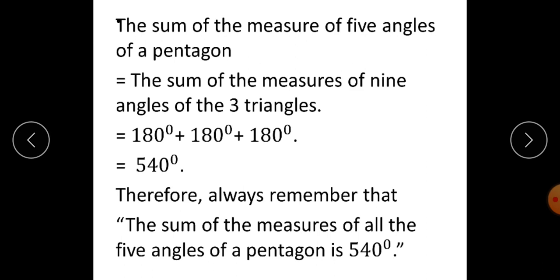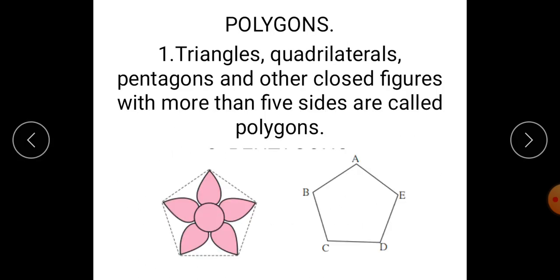Now something interesting: the sum of the measures of the 5 angles of a pentagon. One question for you. What is the sum total of all the 5 angles of a pentagon? Now, students, what you have to do? Let's see. Go again to the figure of the pentagon which I am showing, A, B, C, D, E. This is a pentagon.